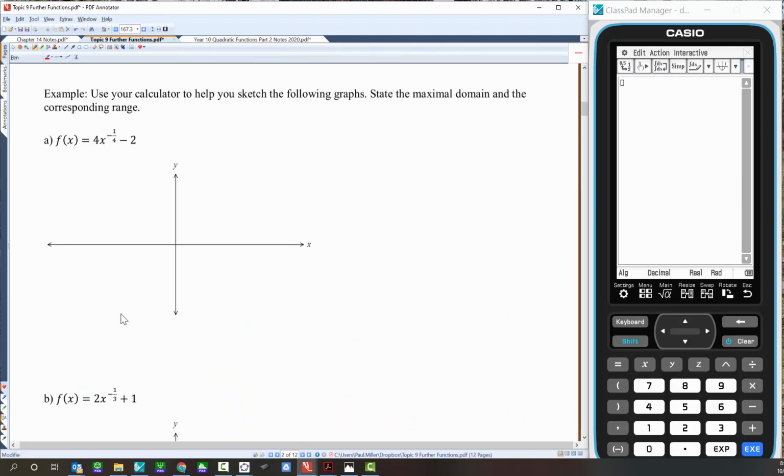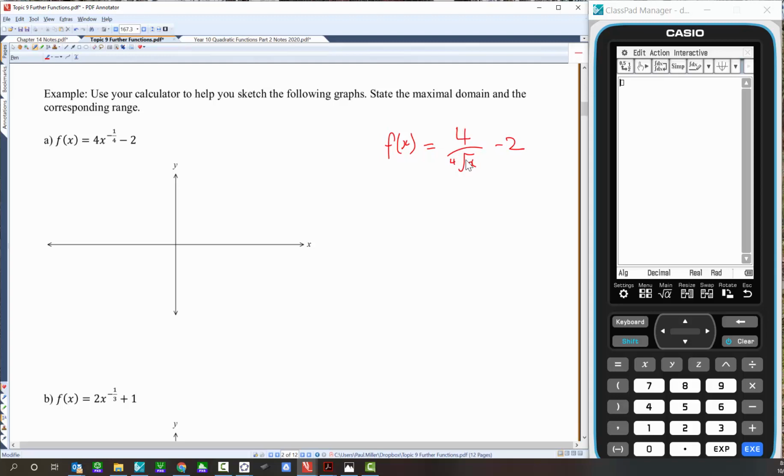All right, use your calculator to help you sketch the following graphs. State the maximal domain and the corresponding range. Let's just try and do as much as we can without the calculator and see how we go. So I'm going to rewrite f of x as f of x equals 4 over the 4th root of x, take 2.